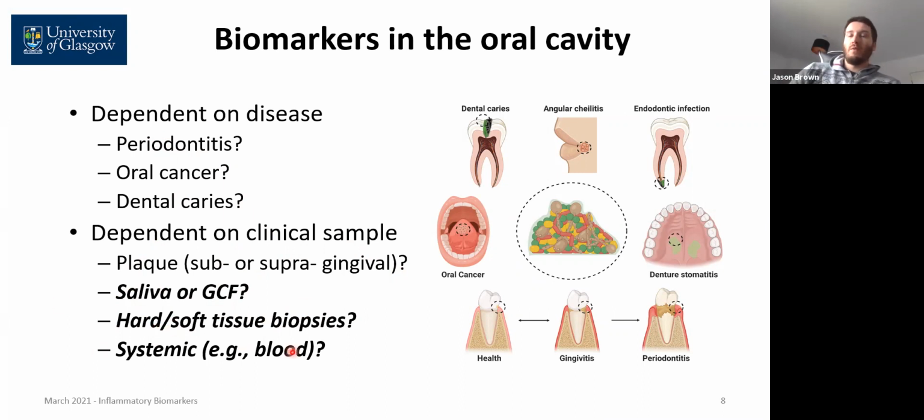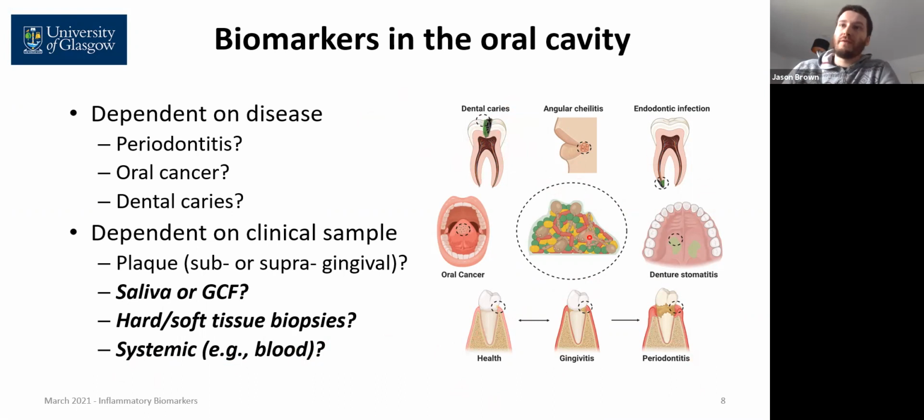The second thing you could take is biopsies. So we'll talk about immunofluorescence staining and immunohistochemistry later on in the second part of the talk. But hard and soft tissue biopsies are also feasible options as well. So for instance, if you were looking at periodontal disease, you could take soft tissue of the gingiva and a biopsy of that.